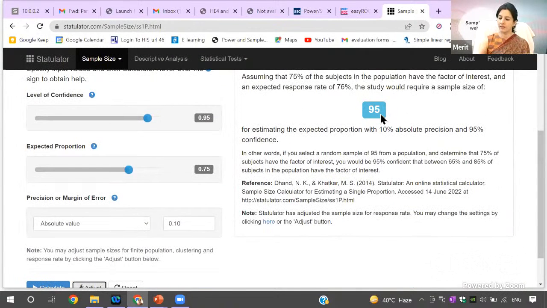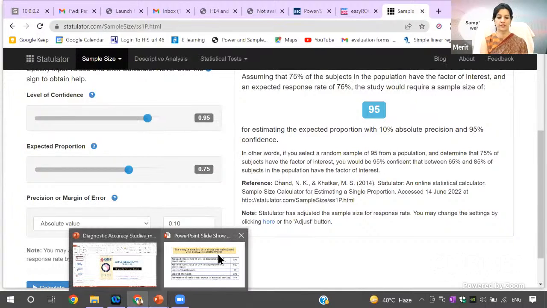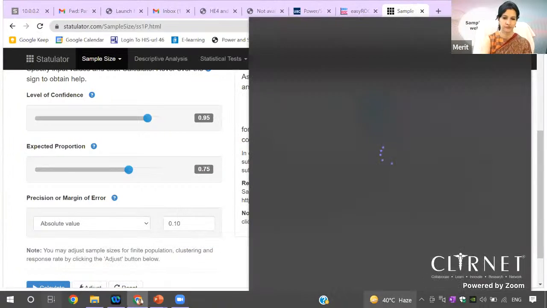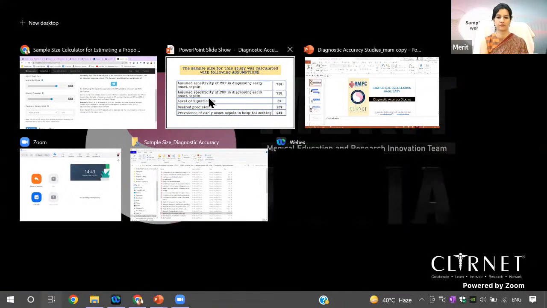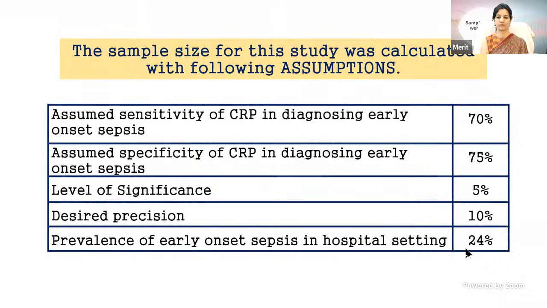So the required sample size calculation is 95 with specificity, and it is 337 with sensitivity. That's why I will take the sensitivity, because this is the larger sample size. So the sample size for this study would be 337. Did you get this?